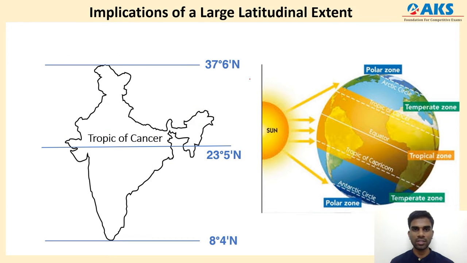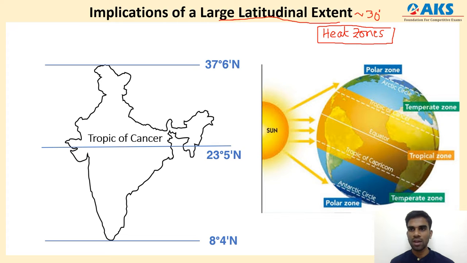Now let us look at the implications of having such a large latitudinal extent, that is nearly 30 degrees. You might be aware of the concept called heat zones. This is discussed in NCERT class 6. So there are three heat zones of Earth. They are the tropical zone, the temperate zone, and the polar zone.